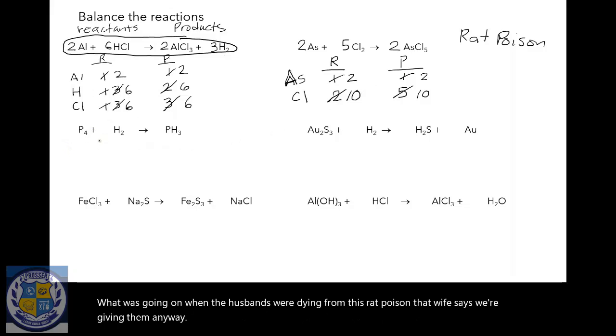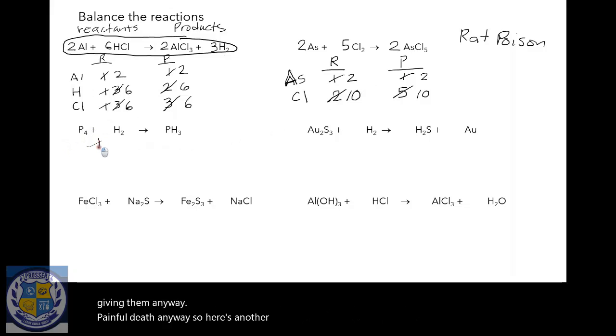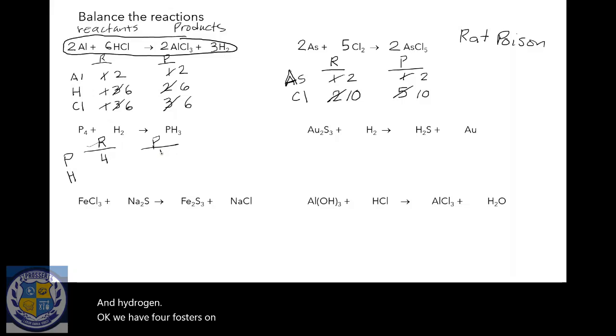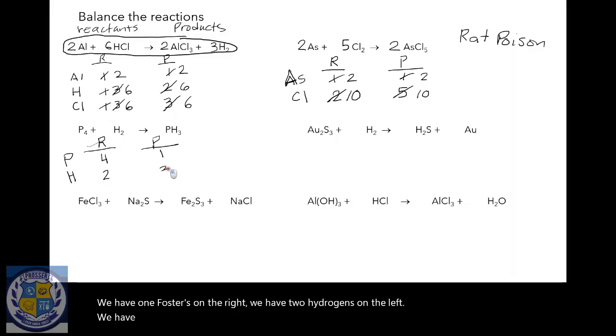Anyway, so here's another one. Again, what do we have? Reactants, products. We have phosphorus and hydrogen. Okay, we have 4 phosphorus on the left. We have 1 phosphorus on the right. We have 2 hydrogens on the left. We have 3 hydrogens on the right.